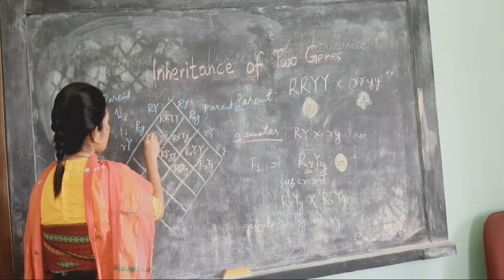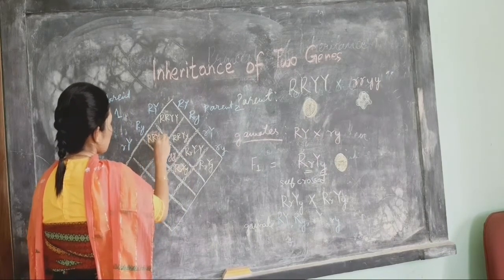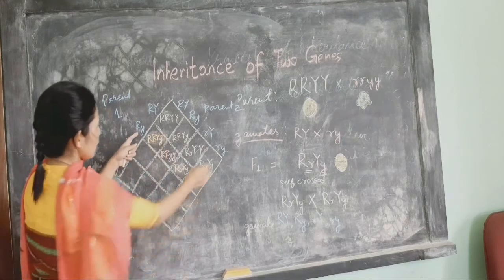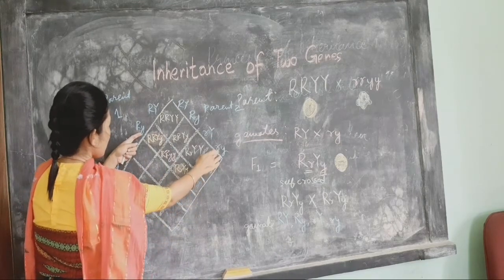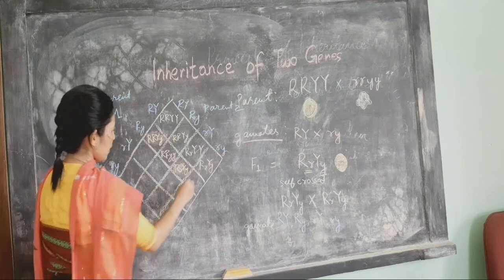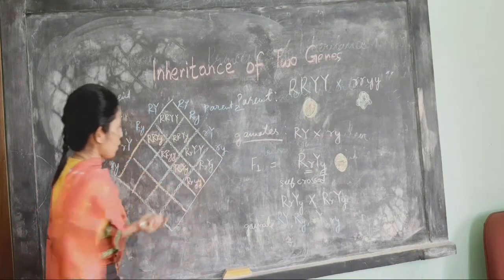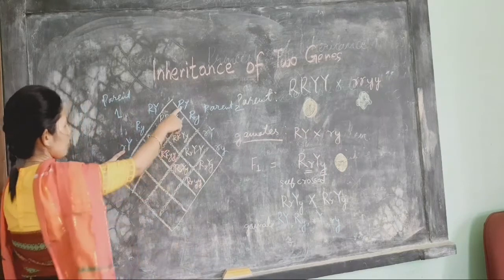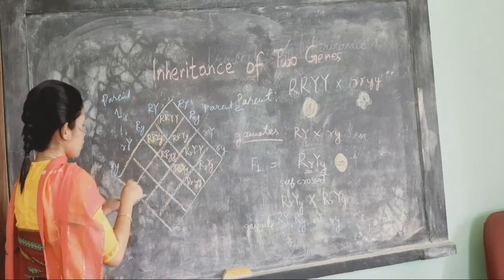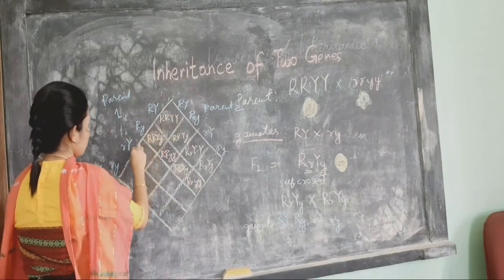So I will write capital R, capital Y, small y: round and yellow. And this one capital R, capital round and green. So with green color, capital R, small y, small y: round and green. Now what would be this? Capital R, small r, this will be round and yellow.